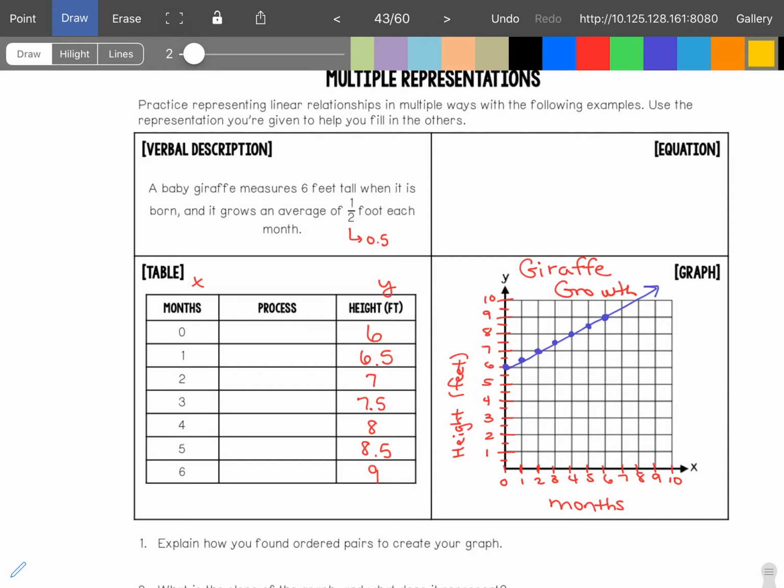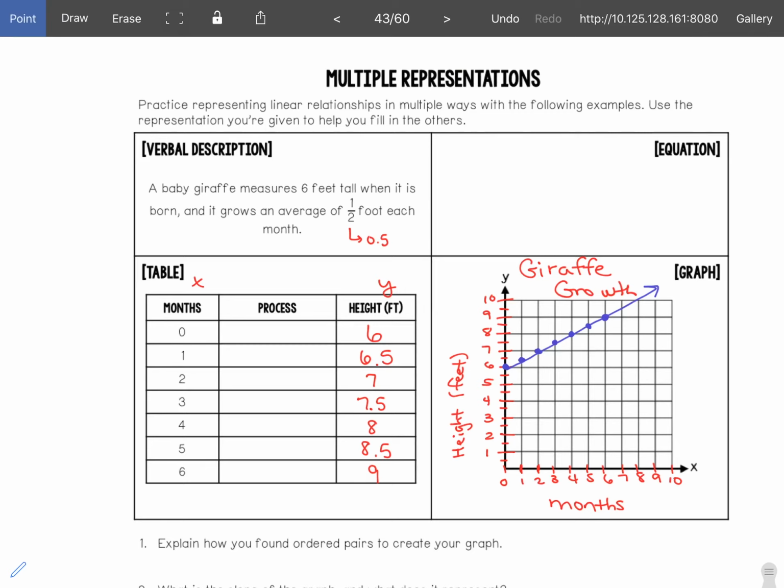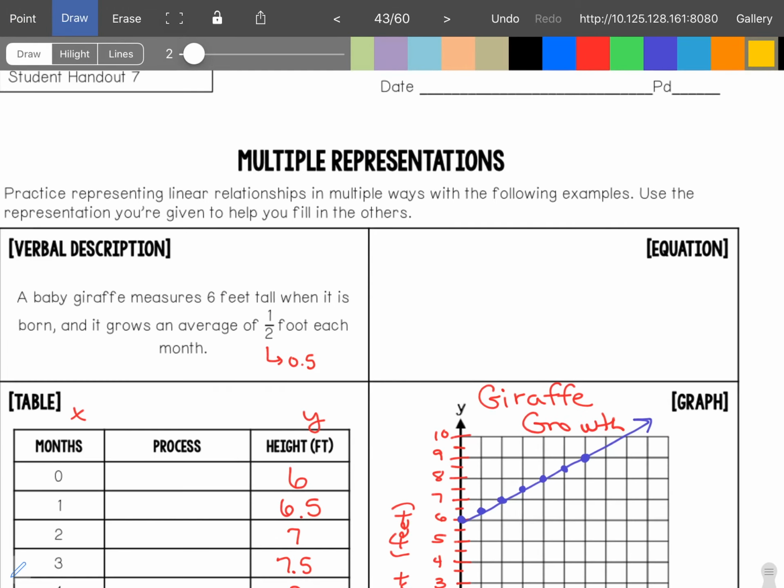In order to kind of see what's happening here, let's go ahead and do the equation. Is this graph a proportional or non-proportional situation? Non-proportional, because it doesn't cross at the origin, right? So it's non-proportional, all right? Which means that we use the formula y equals mx plus b. Now remember, the m stands for the slope and the b stands for the y-intercept.